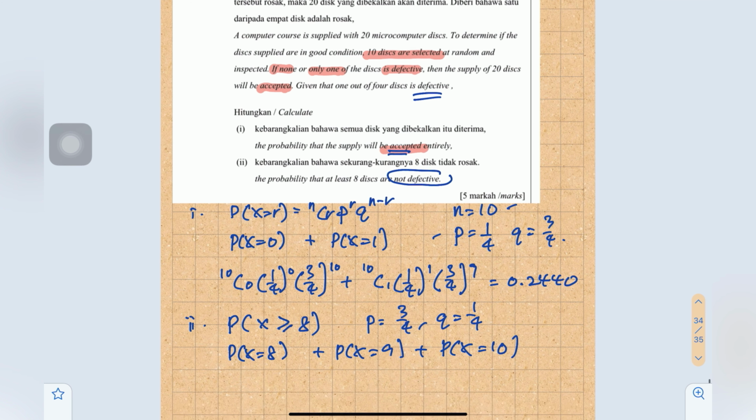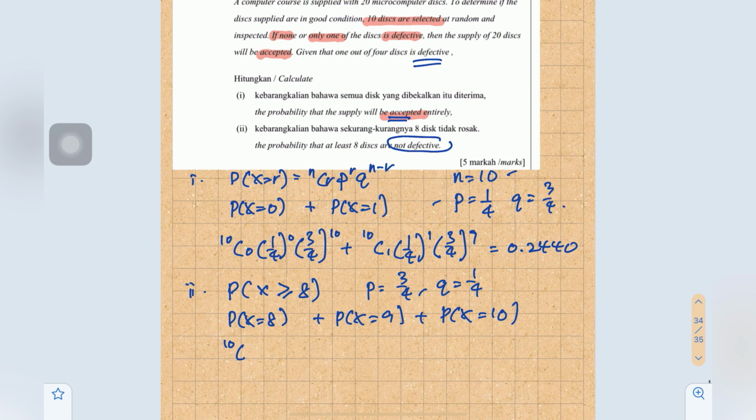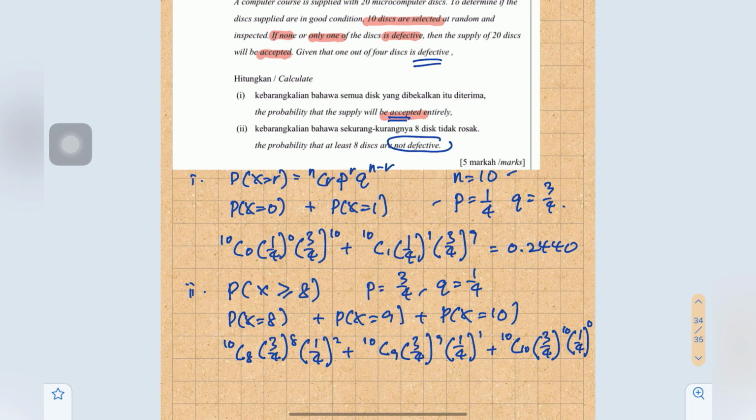So we substitute into this: 10 C8, 3 over 4 power of 8, 1 over 4 power of 2. Plus 10 C9, 3 over 4 power of 9, 1 over 4 power of 1. Plus for 10, 10C10, 3 over 4 power of 10, 1 over 4 power of 0. So equals 0.5256.